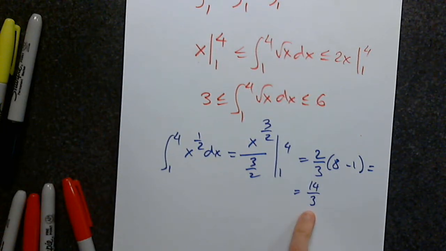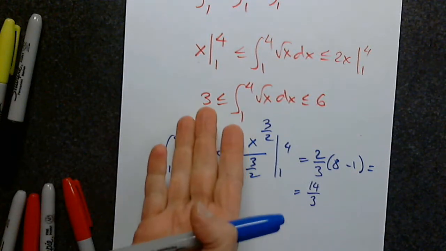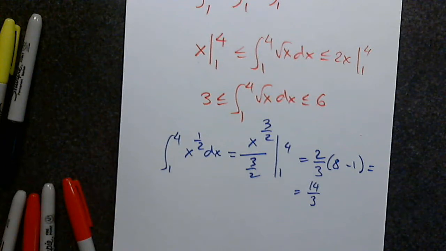But this is the exact. We're only asked to estimate it. So my estimate is that it's somewhere between 3 and 6. The exact, 14/3.